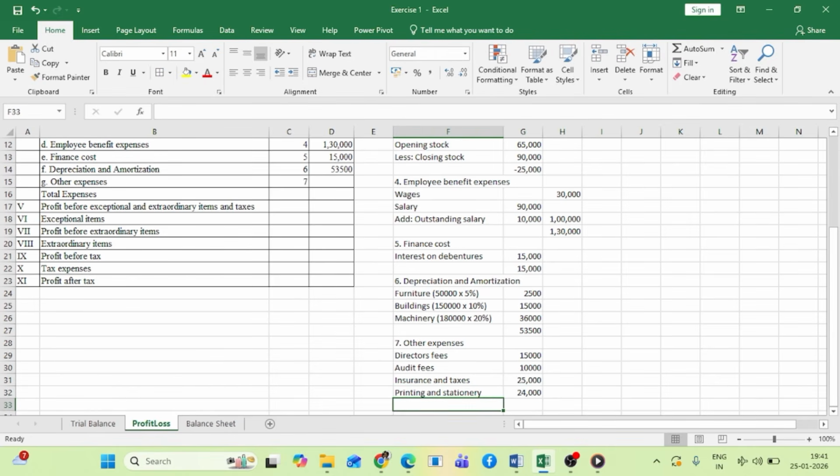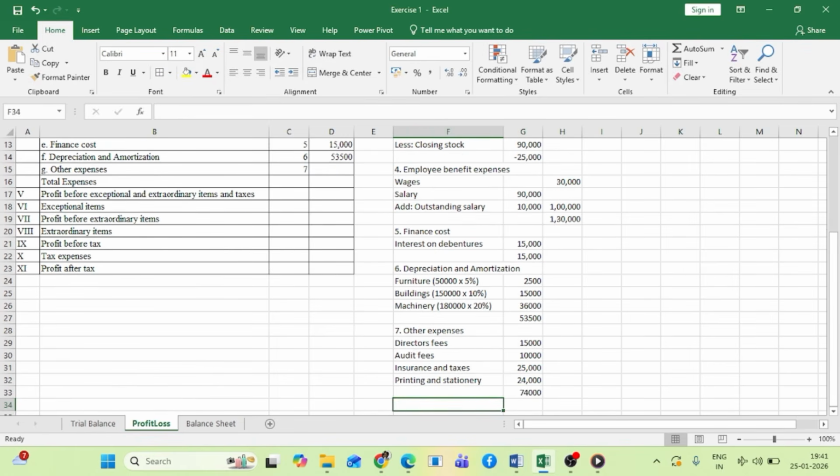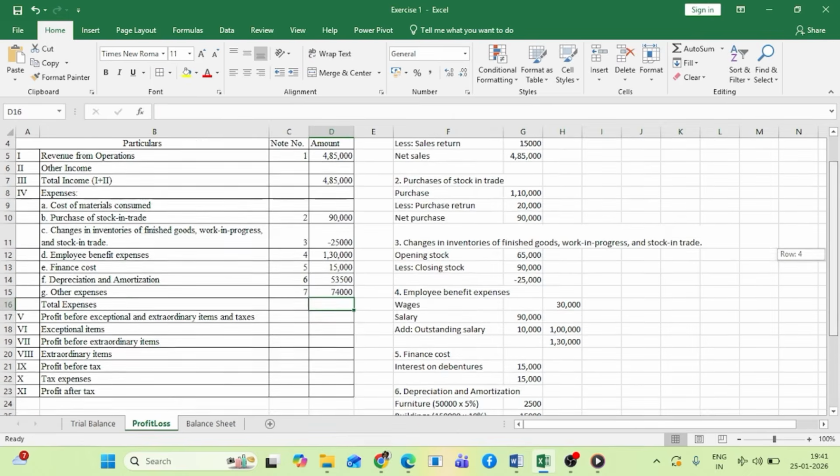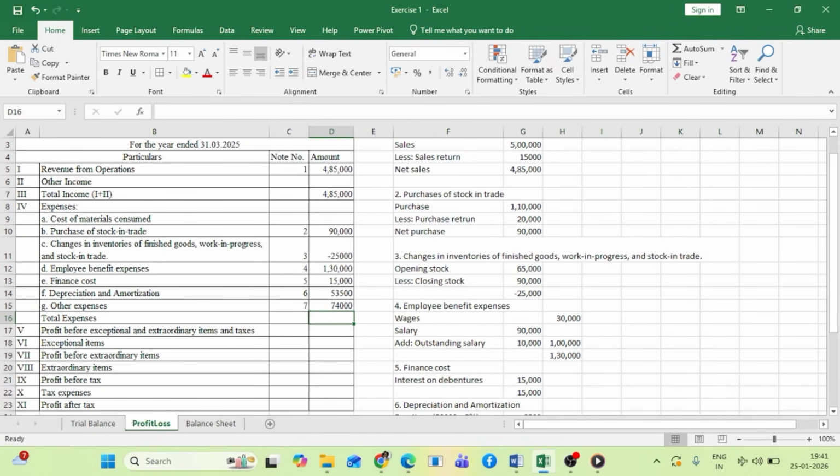So my total is coming 74,000. I'll write here 74,000. Now if you see the total of my expenses, I will try to find out the total of these expenses. You will just use your calculator to find the total of this side. It is coming 3,37,500.